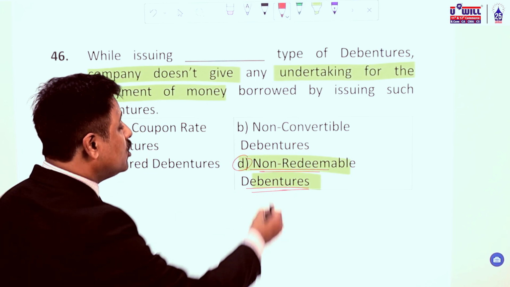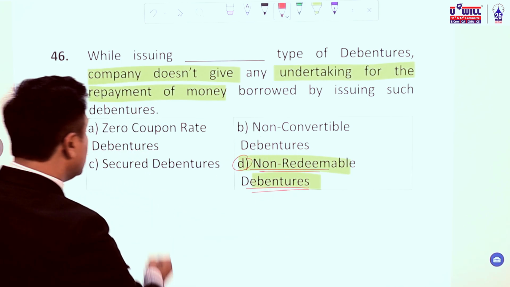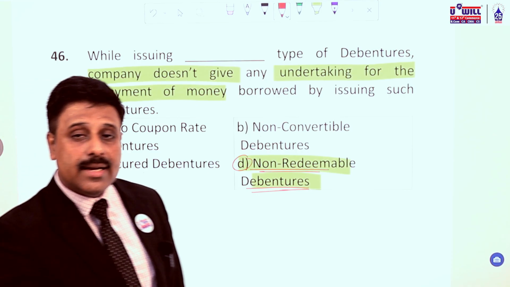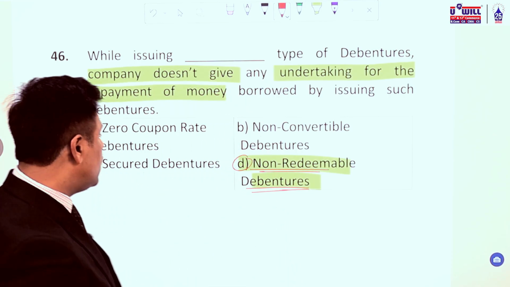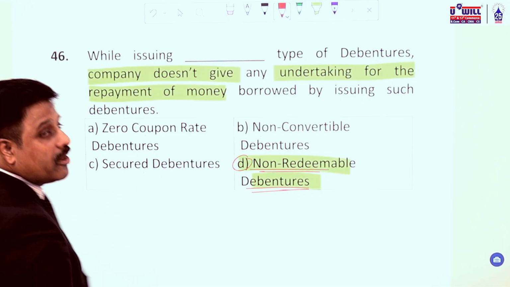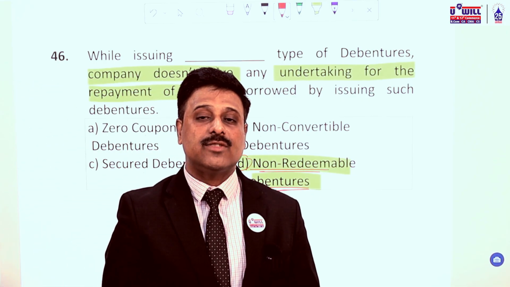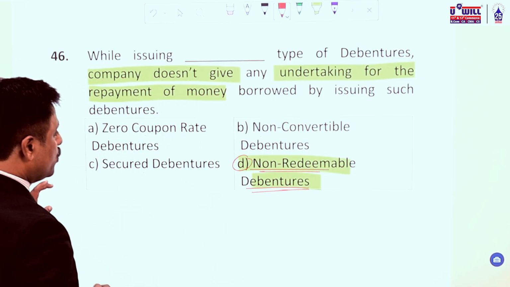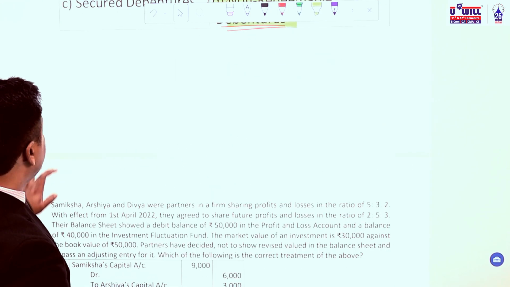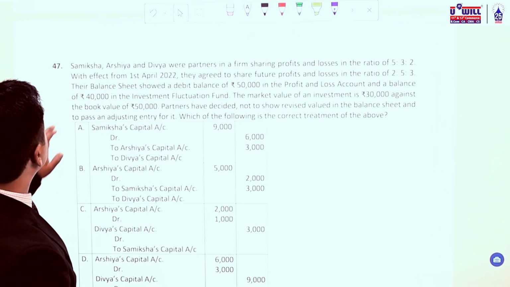Non-convertible means they will not be converted into equity shares. We have to repay the money, so these are actually redeemable. Secured debentures means where assets are mortgaged or given in security. They are also generally redeemable. Zero coupon rate means no rate of interest would be paid; high discount is given at the time of issue. So for non-redeemable, we don't have to give any undertaking to repay the money.